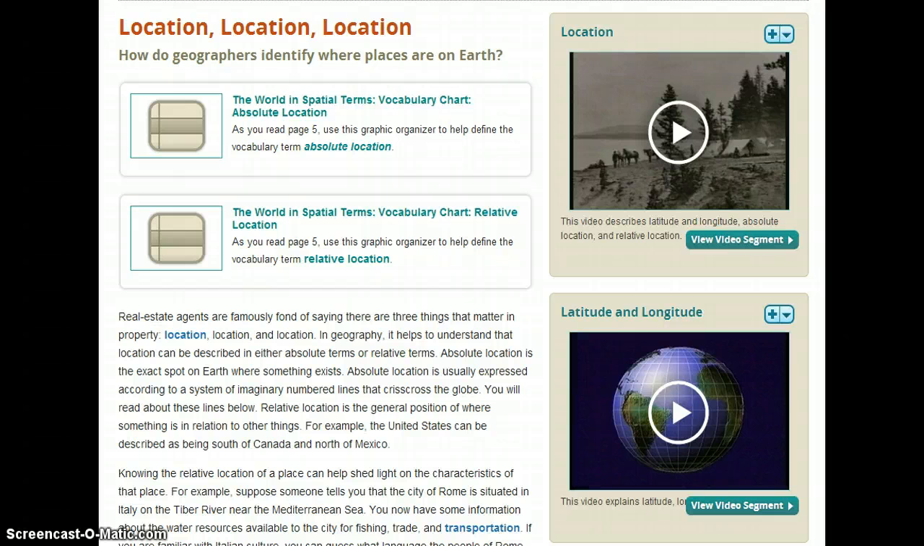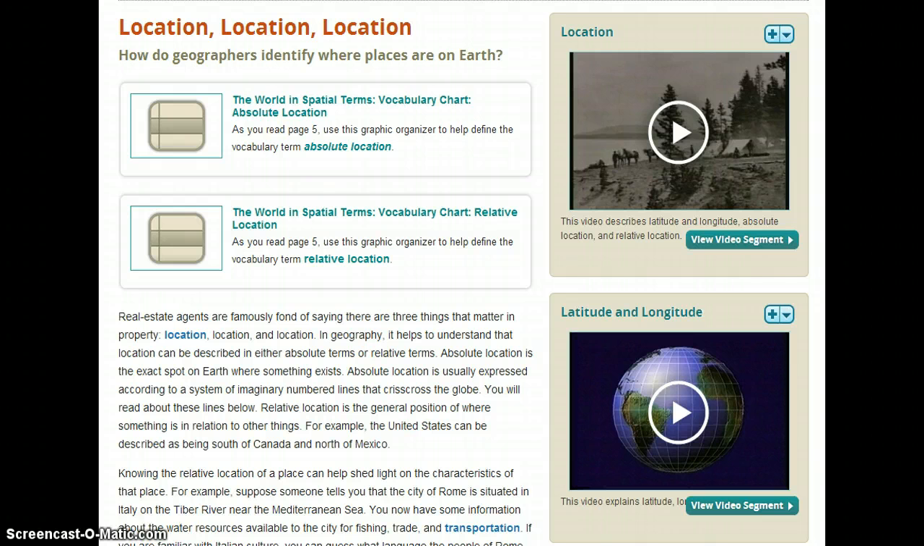Location, location, location. In geography, it helps to understand that location can be described in either absolute or relative terms. Absolute location is the exact spot on Earth where something exists. Absolute location is usually expressed according to a system of imaginary numbered lines that crisscross the globe. You will read about these lines below.